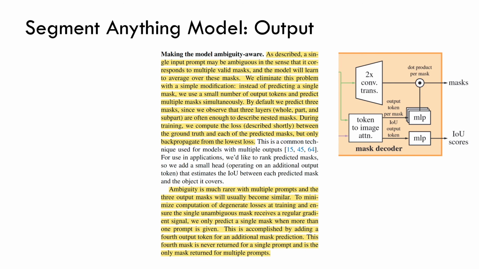Another interesting part of the paper is this section here, making the model ambiguity aware. So as I was saying before, we not only predict one mask, but we predict 3 masks, and this happens when we do not have more than one prompt. So if we only click once, for example, the model will produce 3 masks. But if we have more than one prompt, because the ambiguity becomes less, at least theoretically, the authors decided to add a 4th token that predicts another mask that is used only when we have more than one prompt. And this mask is never returned for the single prompt.